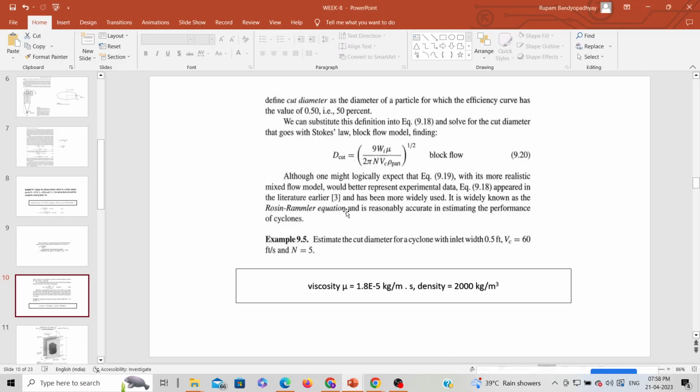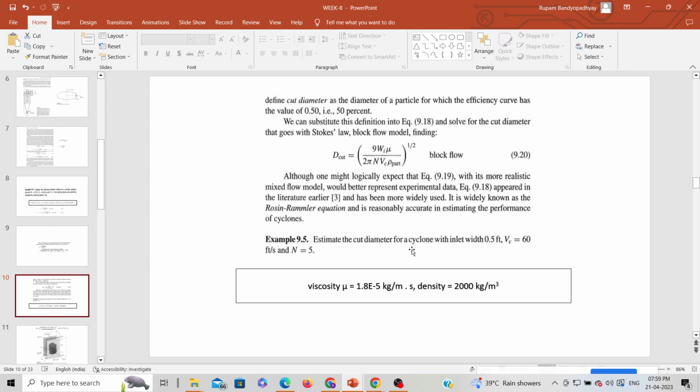The cut diameter equation you have to remember: 9 Wi into mu, divided by 2 pi N Vc rho particle. I took these from a book, Air Pollution and Control by Indra Novers. You have to remember this equation to find the size of the particle that will show 50% removal efficiency in a cyclone separator.